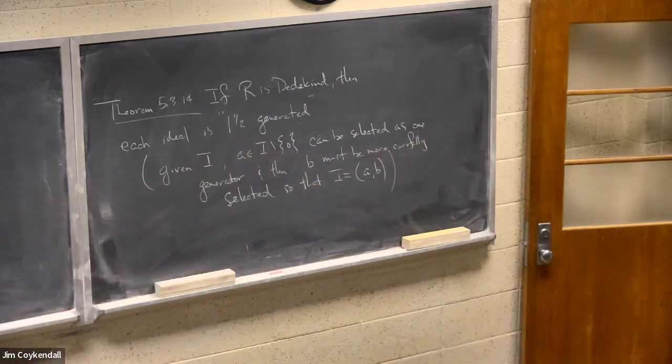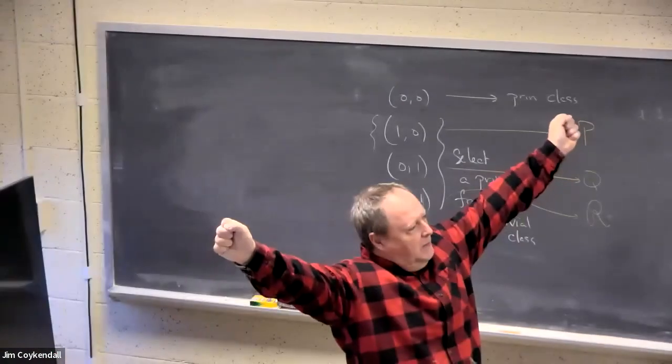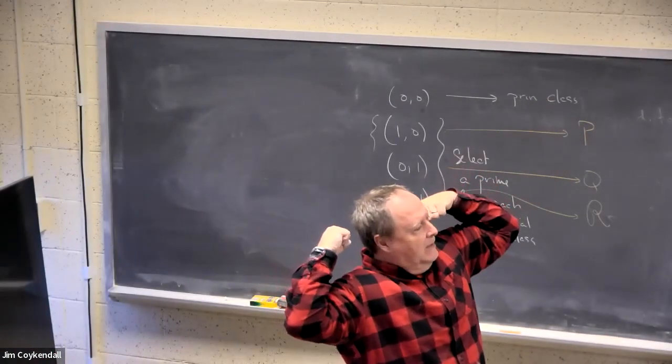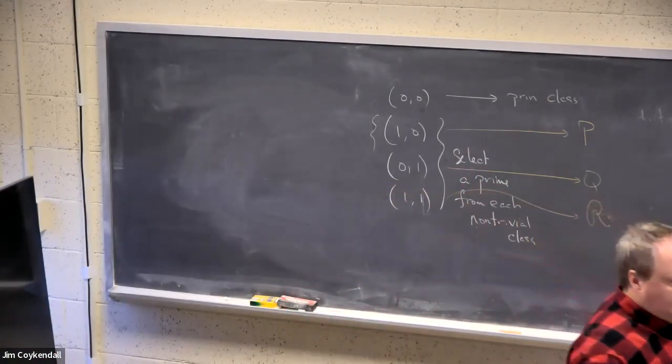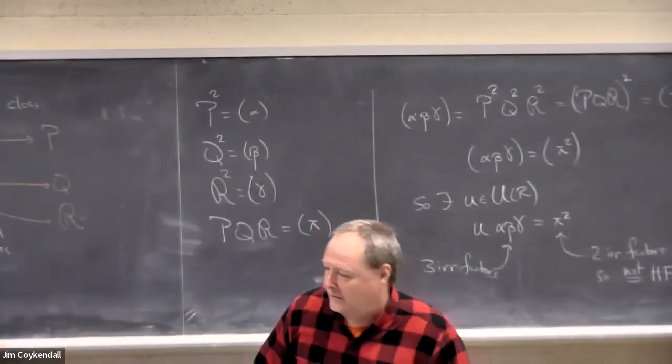Okay, any questions on that? I think this is a good stopping point. We will talk a little bit more about the ideal classes, and we'll get into more general theory of rings. Any questions?